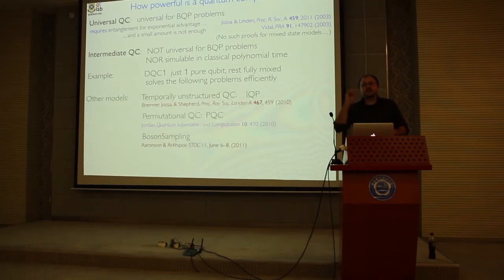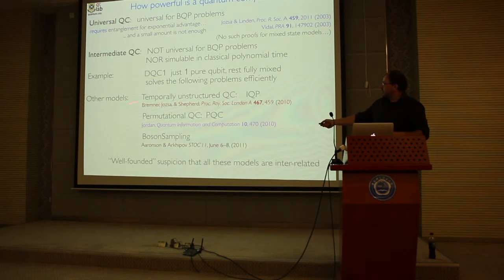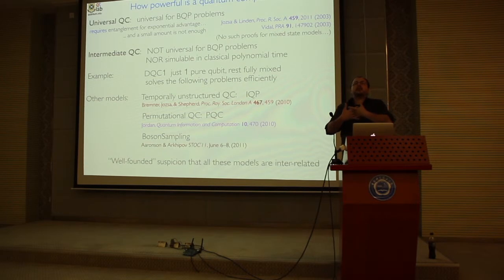Okay, but DQC1 is just one problem. Temporally unstructured quantum computing, Mick Bremner now at UTS in Sydney, permutational quantum computing, Jordan, and boson sampling. They're all different. Some of them are in spins, some of them are in photons, but if you talk to people who sit at the interface of quantum information and complexity science, they say, we've got a gut instinct. We've got a deep suspicion that these are all related at some deep level. And so I thought it would be very interesting to play on any one of these and see if it could tell us something about everything else. So that brings us to boson sampling.